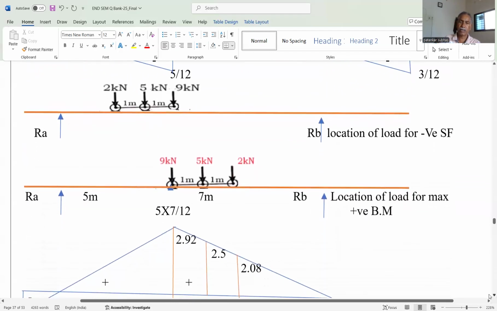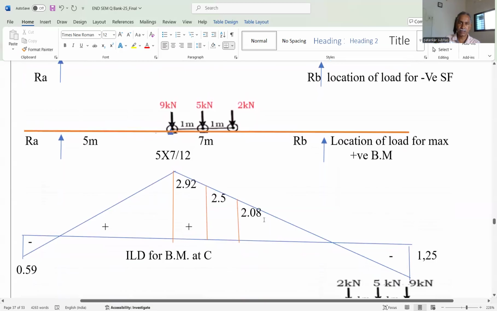Similarly, for the bending moment, repeat the same procedure. This is the location. Here we can find out the heights, and the maximum load we can put over the maximum ordinate. So this is 2.92, this is 2.5, and this is 2.08 over 1 meter and 1 meter. So 9 multiplied by 2.92, 5 multiplied by 2.5, and 2 multiplied by 2.08 gives the maximum bending moment. This is the location of the load.